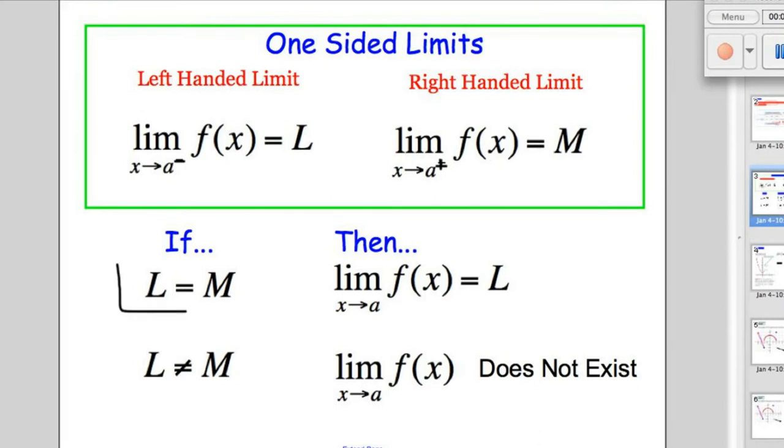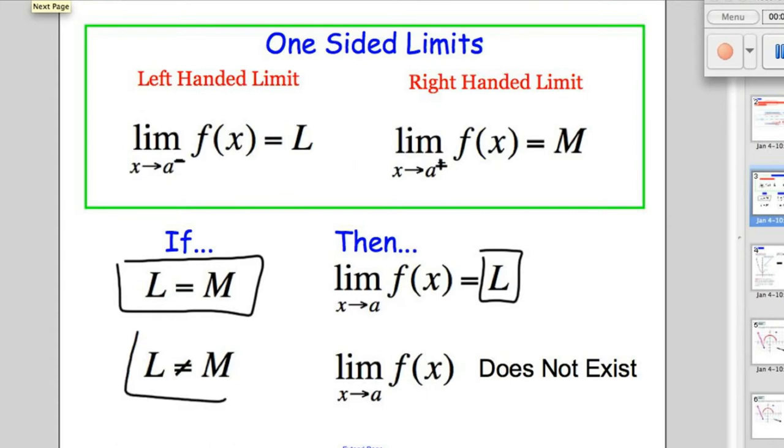So if L equals M, so that the limits are the same from each direction, then the limit exists and it is L or M. It doesn't matter because they're the same. So that means if we look at the table and we see they're pointing to the same number, we can see the limit. But if the two limits are not equal, then the limit does not exist.